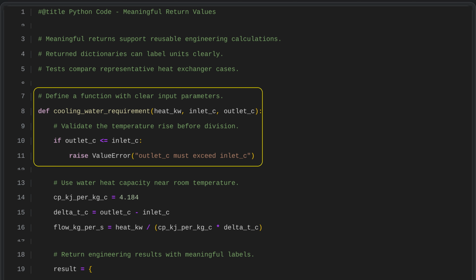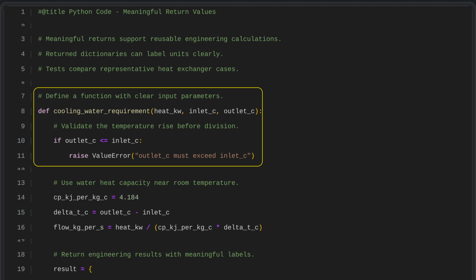The function takes heat, inlet temperature, and outlet temperature as inputs, then checks that the outlet temperature is higher than the inlet temperature. This ensures the temperature rise is positive before any calculation is done. If the outlet temperature is not higher, the function raises an error to prevent invalid results such as division by zero or negative values.